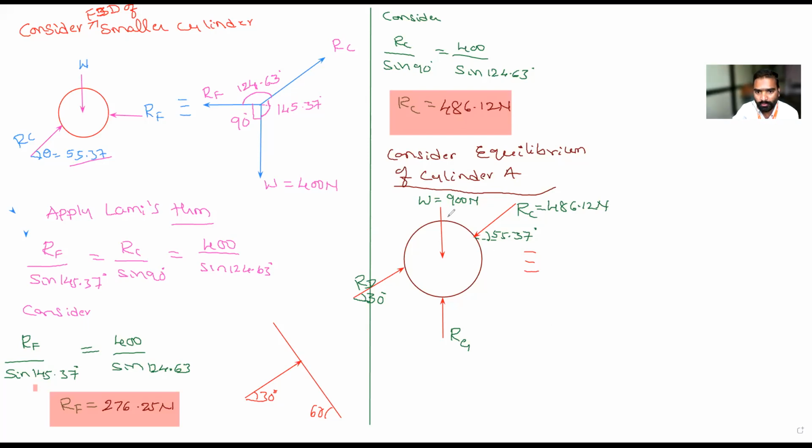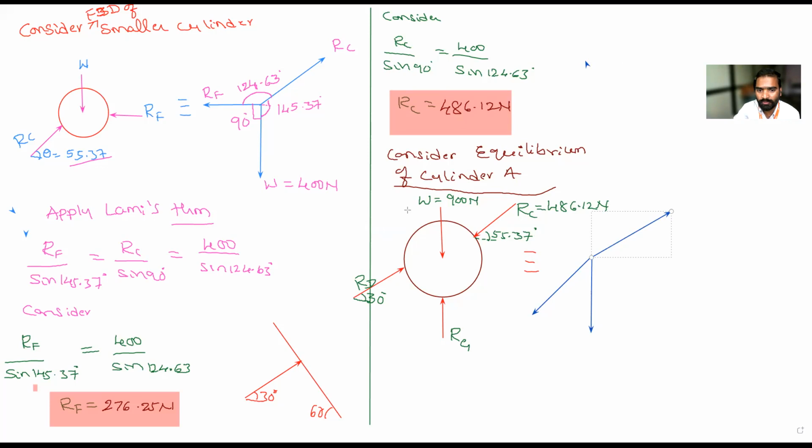So weight is acting downward. So I will write the weight. Next, RC is passing like this. This is RC. Next, RD is passing in the first quadrant.